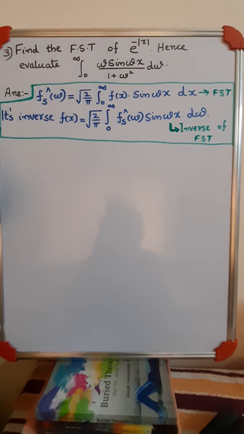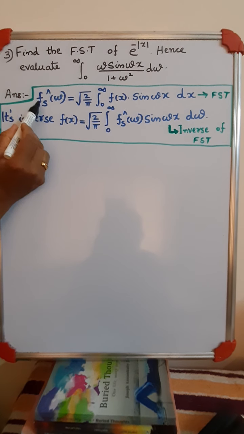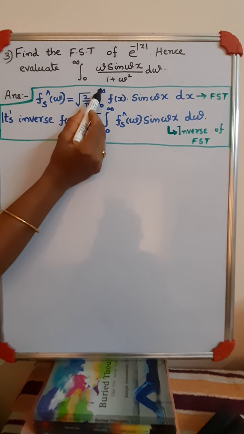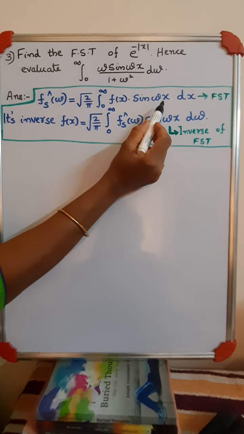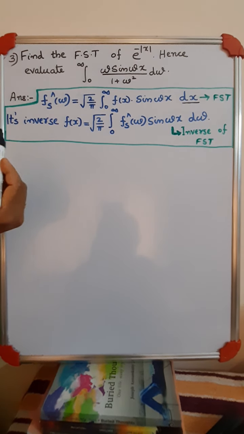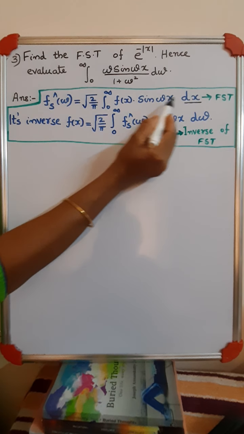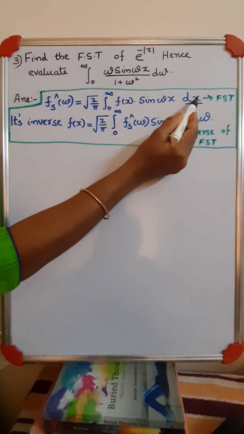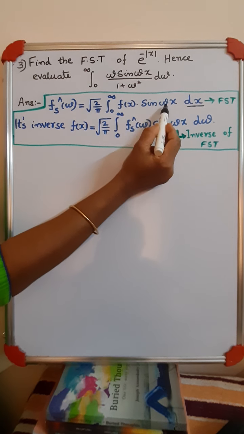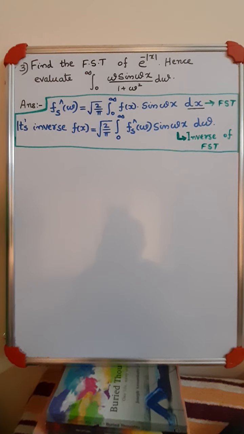So, Fourier sine transform. What is the formula for Fourier sine transform? Notation for Fourier sine transform is Fs cap of omega is equal to root of 2 by pi integral 0 to infinity f of x into sine omega x dx. That is the Fourier sine transform. Integration variable is x. That means final answer will be a function of omega. After integrating with respect to x and substituting the lower limit as 0 and upper limit as infinity, there remains the variable omega and final answer will be a function of omega.